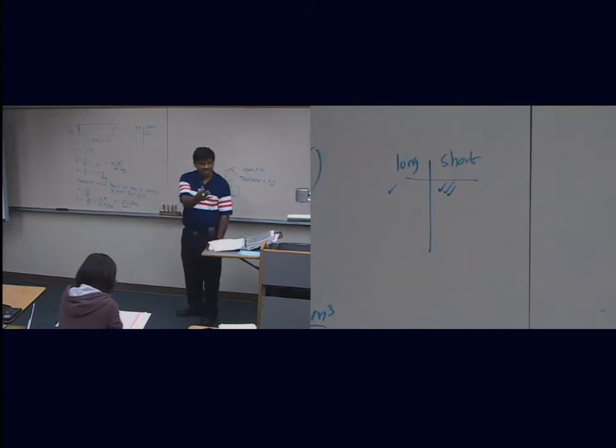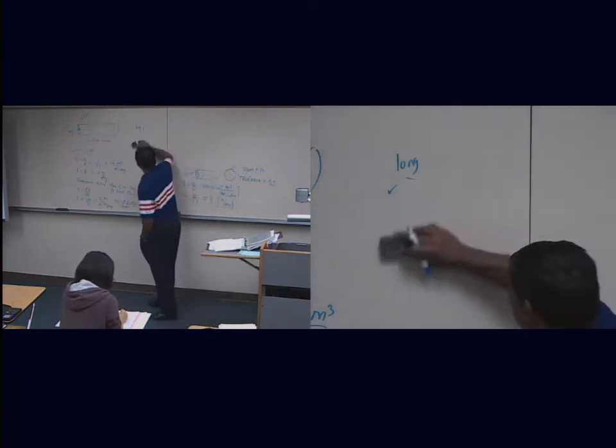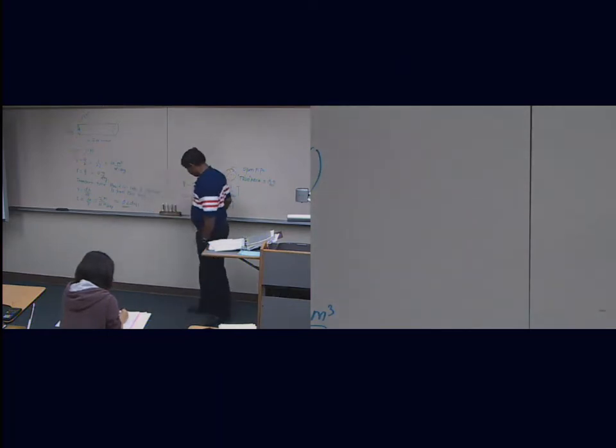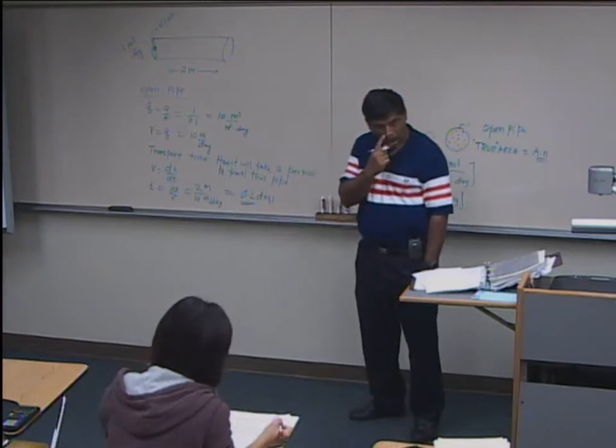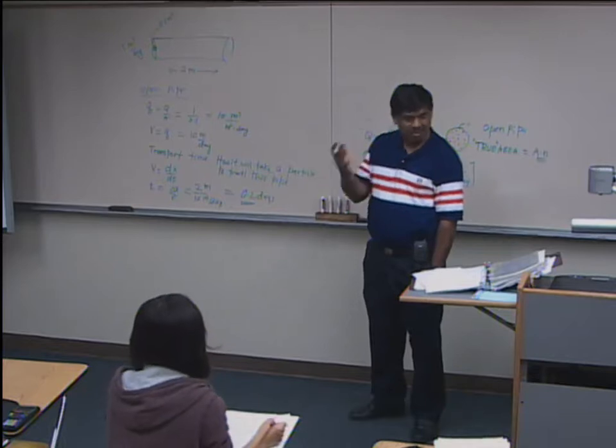Arthur, you want to change the word? Okay. There's less area to travel through. Okay, so why is it shorter? Because we're multiplying the denominator by a fraction. So the velocity will be higher, right?